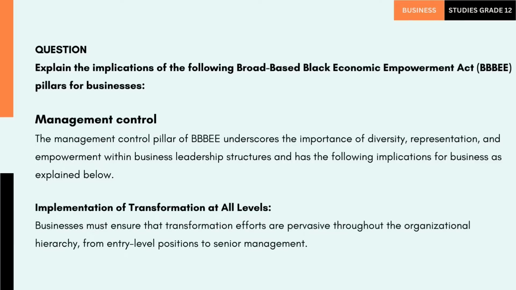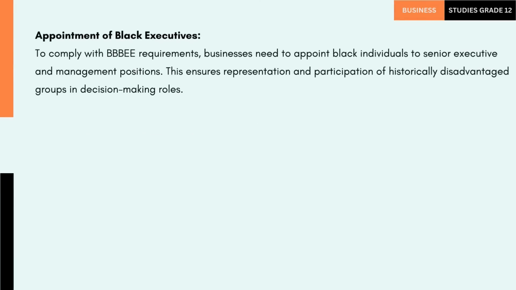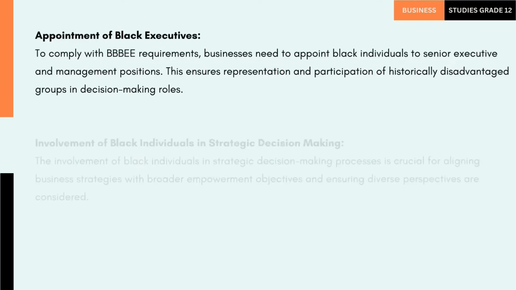A. Implementation of transformation at all levels. Businesses must ensure that transformation efforts are pervasive throughout the organizational hierarchy, from entry-level positions to senior management. B. Appointment of Black executives. To comply with BBBEE requirements, businesses need to appoint Black individuals to senior executive and management positions. This ensures representation and participation of historically disadvantaged groups in decision-making roles.